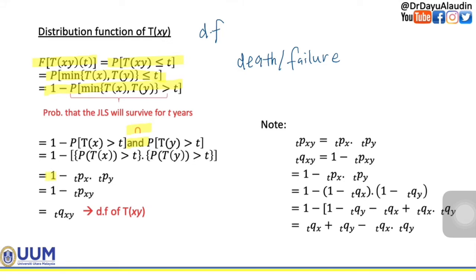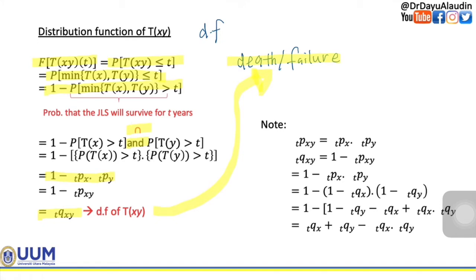After we convert it into actuarial notation, we get 1 minus tPx times tPy, which is the probability of survival of X and Y. And then we get tQx for the distribution function of T_XY. Because we're talking about death or failure, in actuarial notation we use tQx, and since there are two lives now, it becomes tQxy.